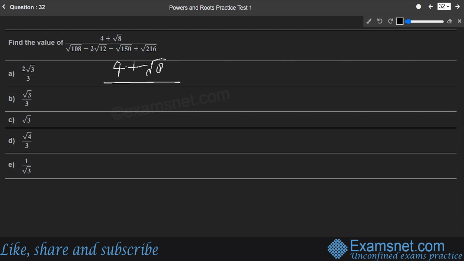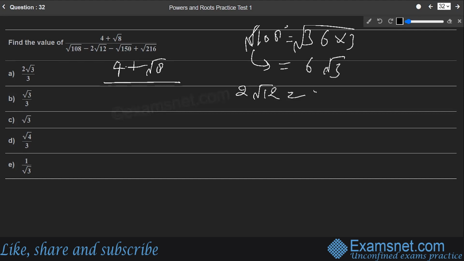Let us break 108. How can we break 108? 108 can be written as 36 into 3. So root of 108 is nothing but root of 36 into 3, which is 6 root 3. So this is how 108 can be replaced. Similarly, 2 root 12 can be written as 2 into root of 4 into 3. That is 2 into the root of 4, which is 2, so 2 into 2, that is 4 root 3. So 2 root 12 is written as 4 root 3.